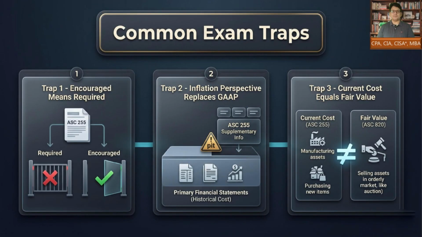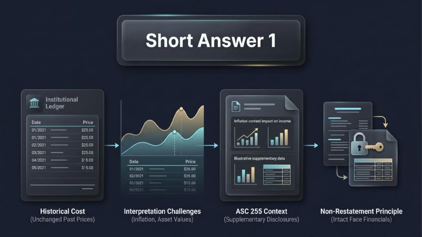Now log the three main traps. First, encouraged does not mean required. Second, supplementary changing price information does not replace primary US GAAP statements. Third, current cost is not the same as fair value. Most errors in this topic come from mixing labels, not from difficult math. Sometimes accounting is not trying to trick you, it is simply checking whether you respected the exact word on the page. Let us answer the first short answer question.